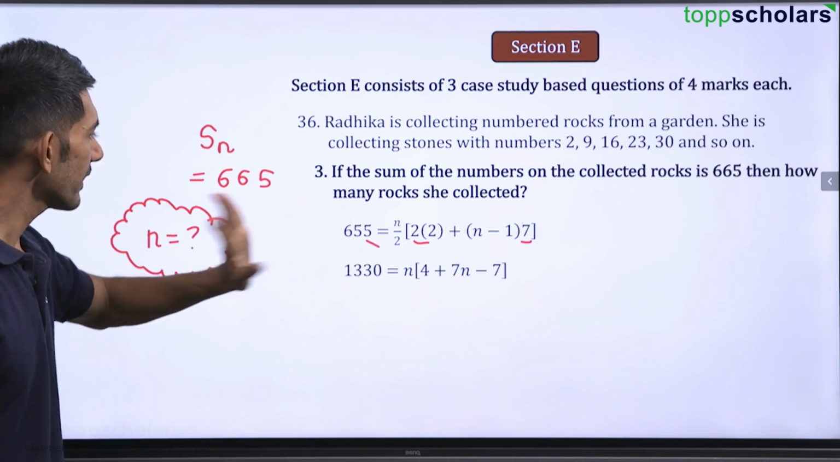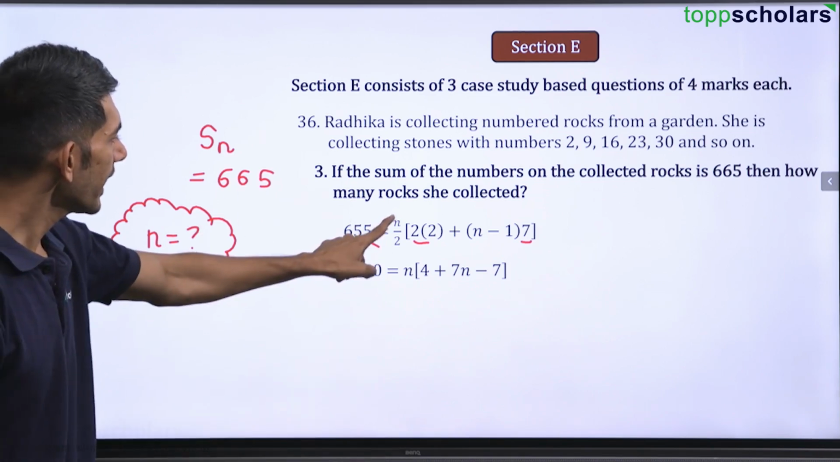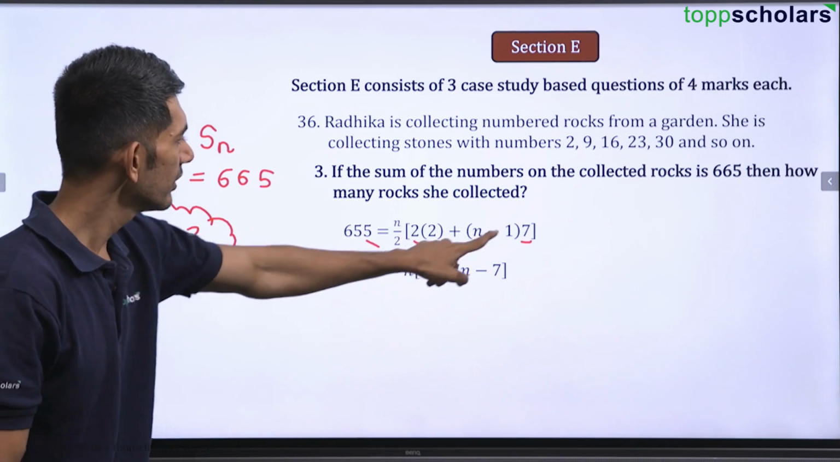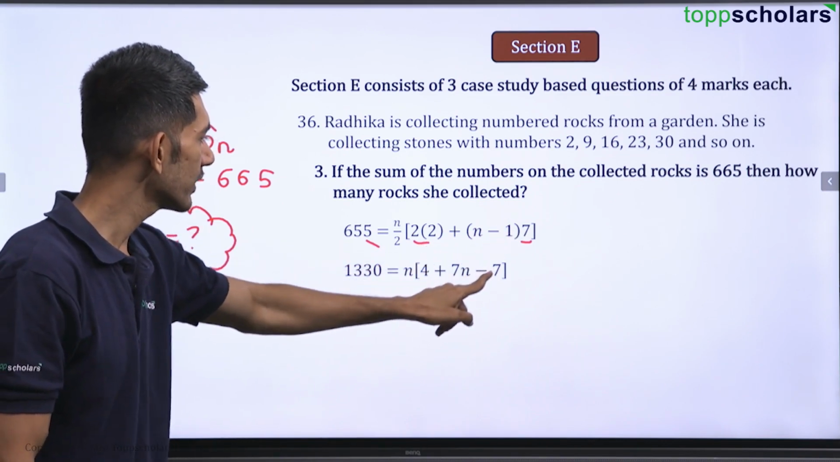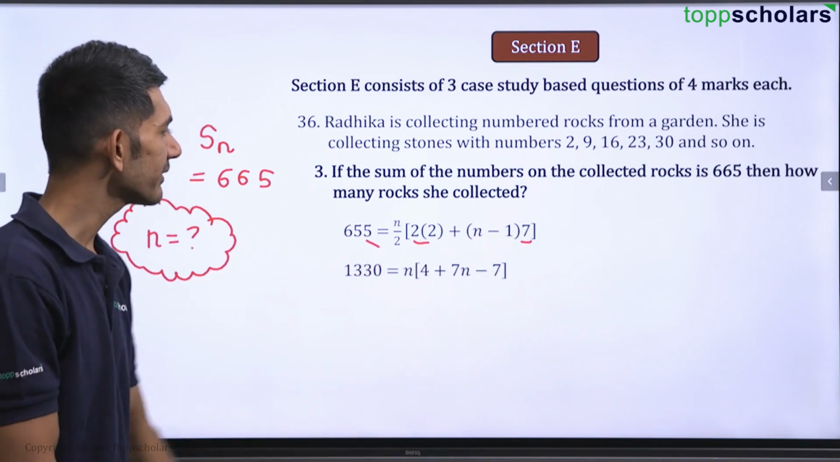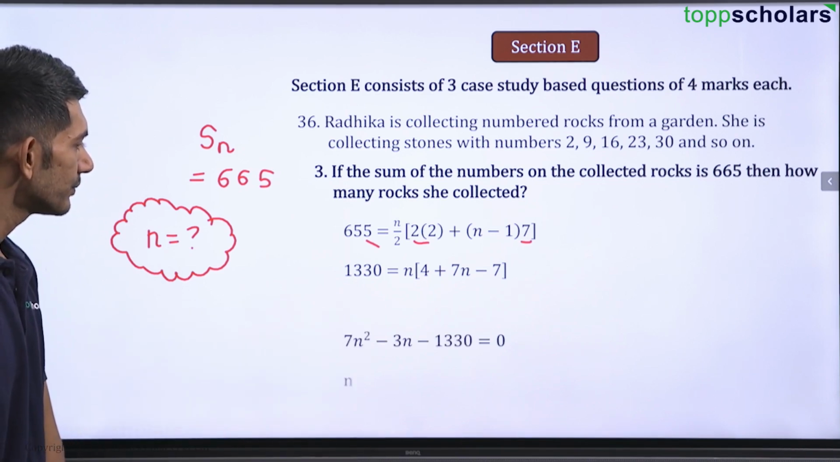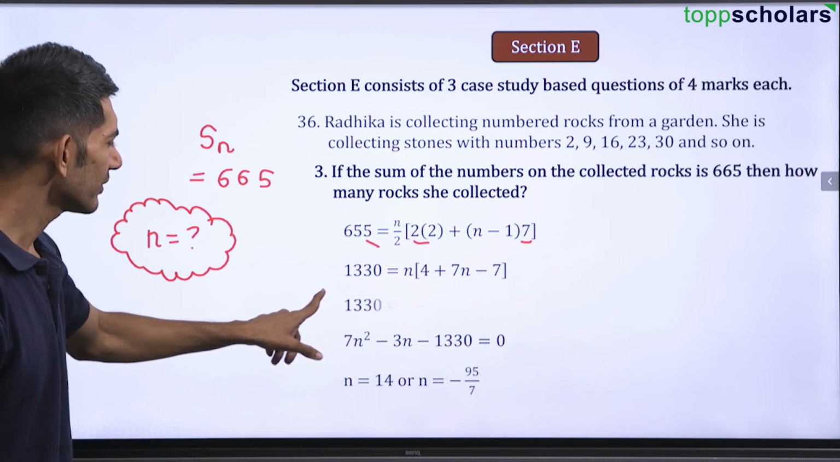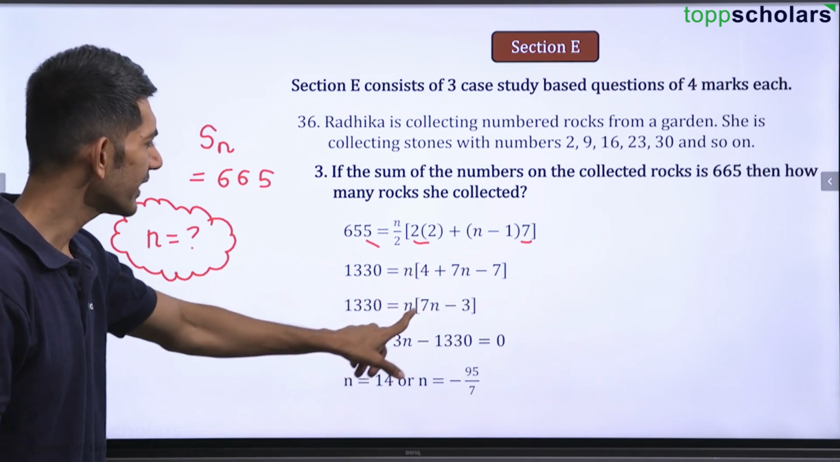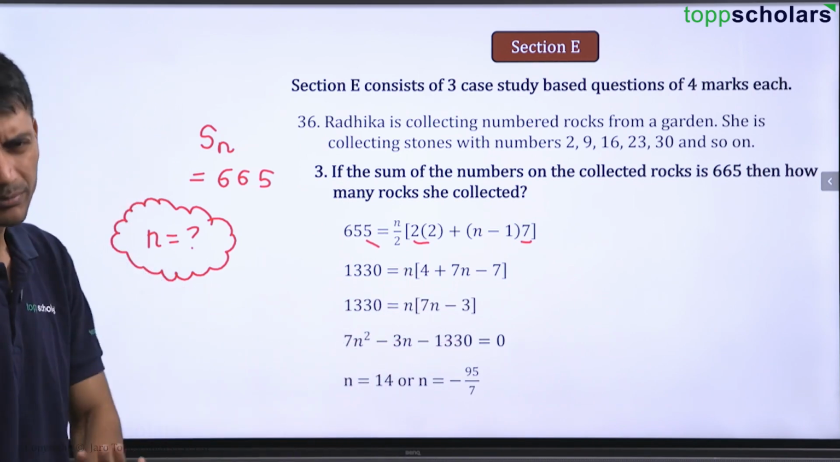2 into 665, 1330. n as it is, 2 into 4 plus 7 into n, 7n. 7 into 1 is 7. 4 minus 7 is minus 3. So we get 1330 is equal to n into 7n minus 3. You get a quadratic equation basically.